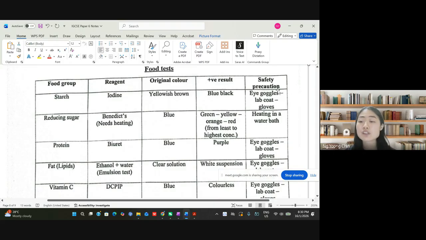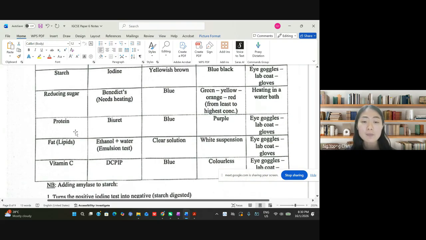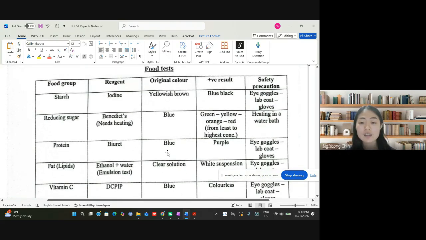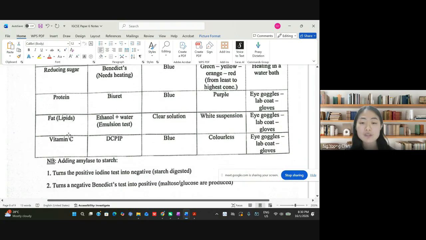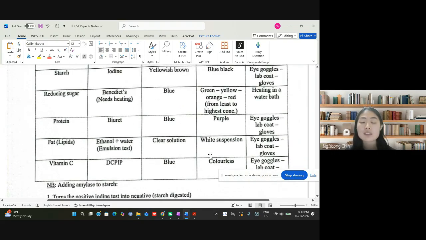Okay, and then this is the safety precaution. Heating in the water bath, and wear the eye goggles and gloves. And then the protein and fat tests. Protein changes the color from blue to purple. For fat, the clear solution becomes a white suspension. If there's an increase in the fat content in the food sample, the white suspension occupies more space and becomes more milky and cloudy. This is called a cloudy milk emulsion, the emulsion test.